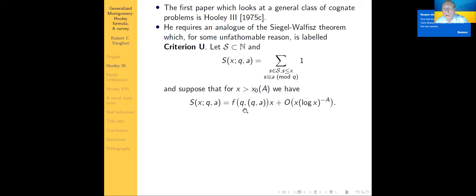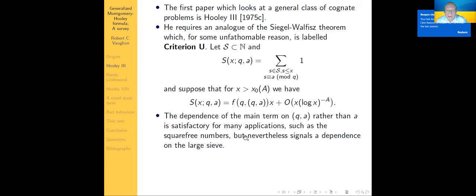And he has a criterion, which I don't understand why it's called criterion U, but there must be a reason for it. It's basically saying, well, we're going to assume a single Wolfish thing. We assume that we know for relatively small moduli something about the distribution of our set, its elements in residue classes modulo Q. And you see that his dependence is really the GCD of Q and A, not A. So it's still quite restrictive in some regards, but it does now include quite a lot of sequences of number theoretic interest.